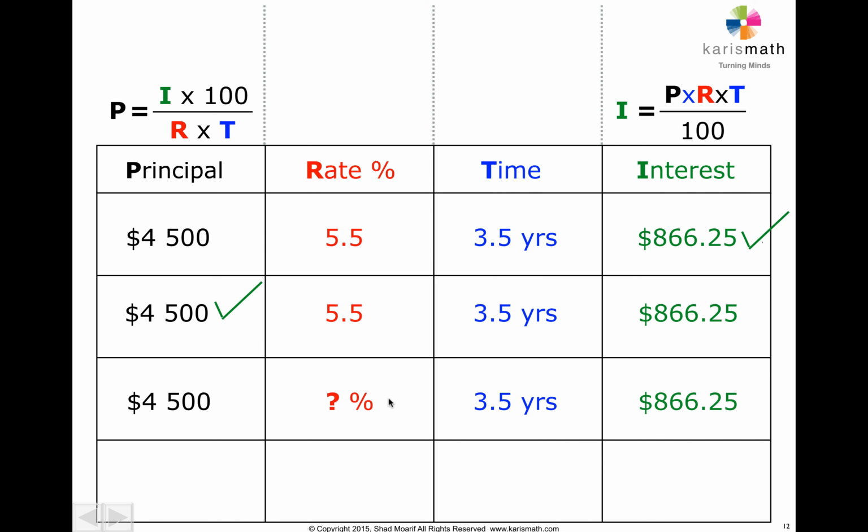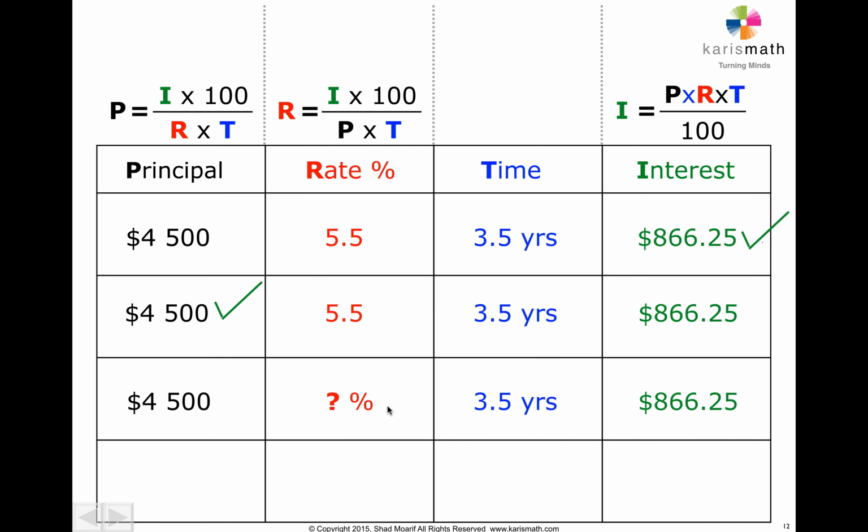Now try it this way. See if you can get 5.5 here. You're going to use R equals, that's right, I times 100 over P times T. Now if you use this, you should get 5.5%. Now, put the video on stop, work out the answer, and see if you do get 5.5%.